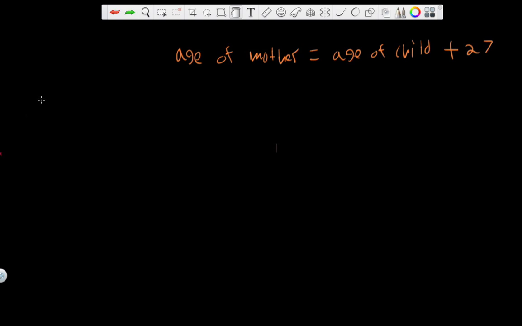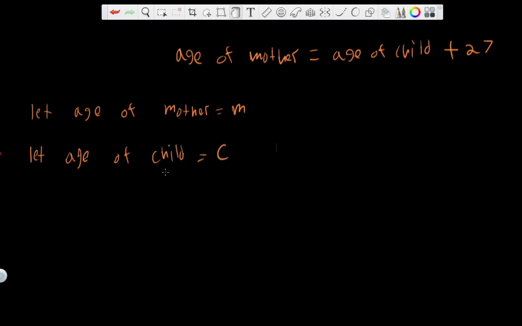So what we say is, instead of using a sentence in a math equation, it looks pretty funky, we use variables. So we say let age of mother equal, I don't know, we'll use a variable that sort of makes sense. So I guess we'll say m. So we'll say let age of mother equal m. Again, you don't have to use that, but in this case, I think m for mother, right? That makes sense. And then we'll say let age of child equal c. Okay, so child for c, that makes sense as well.